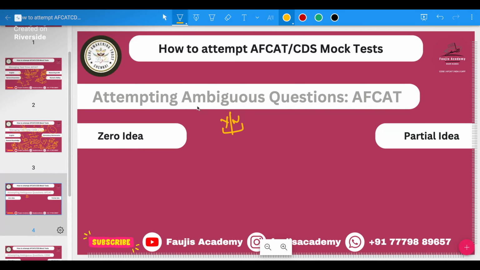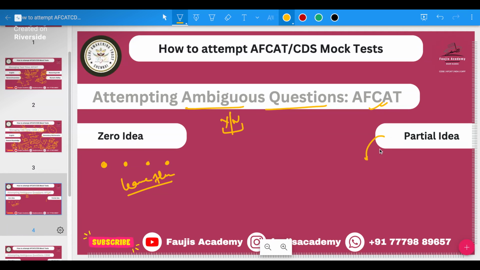So we have bifurcated such ambiguous questions. Wherein you do not have any idea, if you have zero idea, let's say there will be four options in both the examinations. We are specifically talking about AFCAT. If you have zero idea and you don't know which of these options is correct, the best thing to do is to leave it. Respect the question, say thank you to the people who set that type of question paper, and move on to the next question. This is how you should do it.